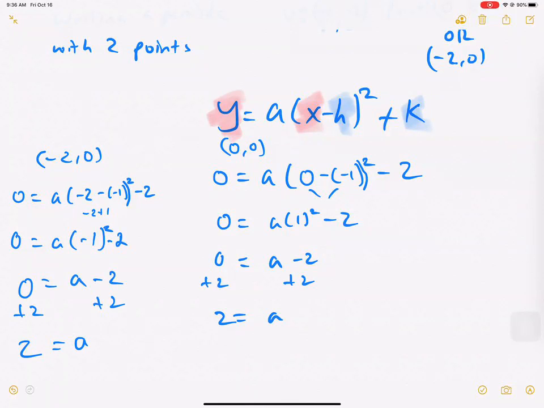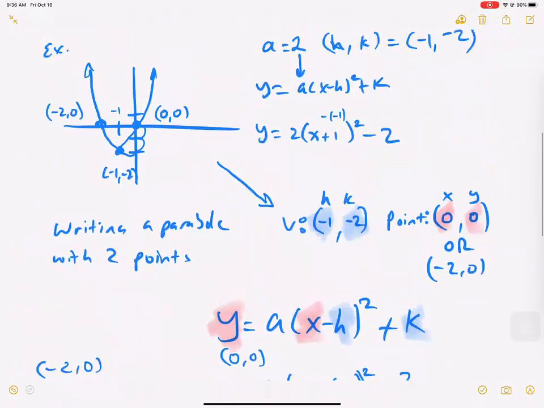So are you guys okay with me using my vertex form to find what a value is by just plugging in our x, y, and our vertex h and k? It works, right? So here are a couple things that we just covered.